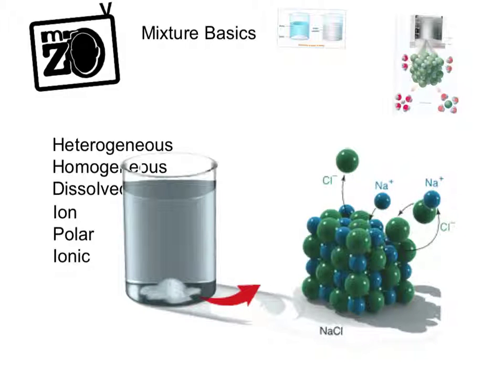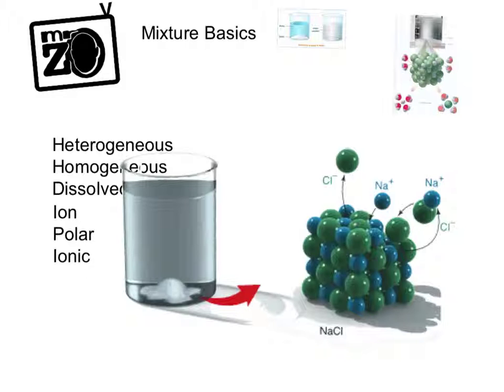So sodium and chlorine are opposites. When they hit water, they ionize. So we call this compound, sodium chloride, an ionic compound. In other words, it's made from ions. So the first thing is that it must break down, okay?